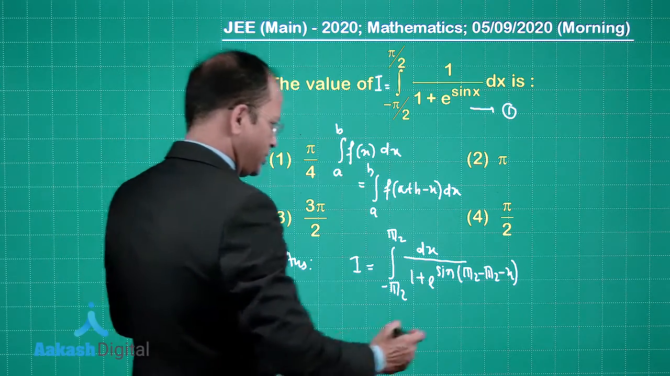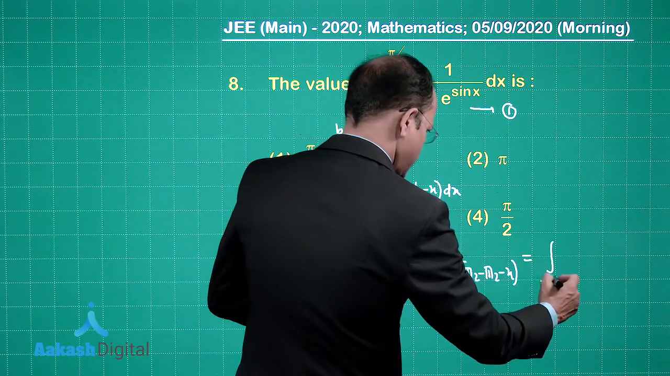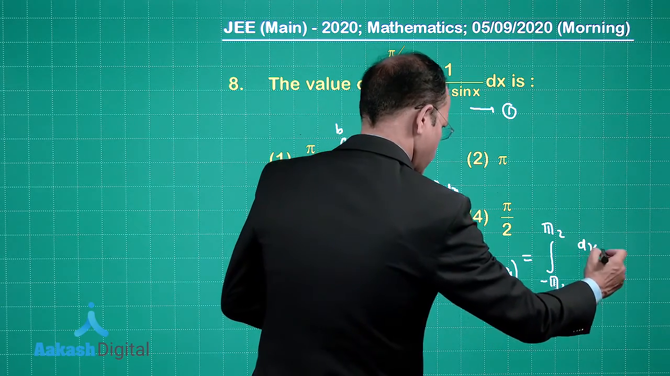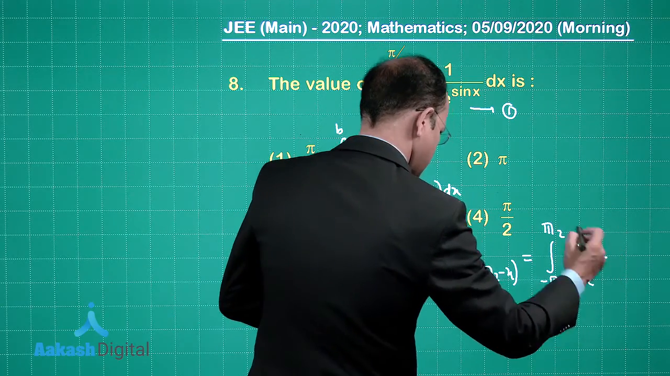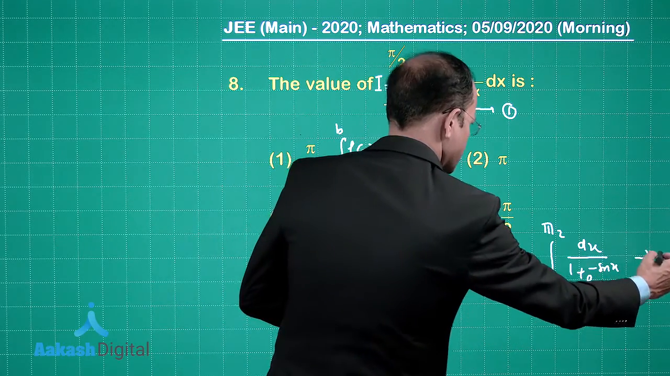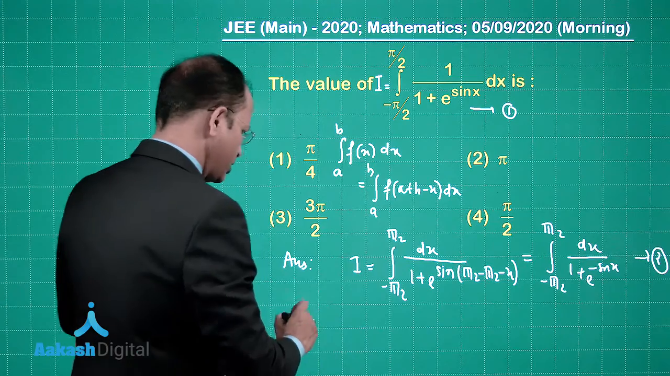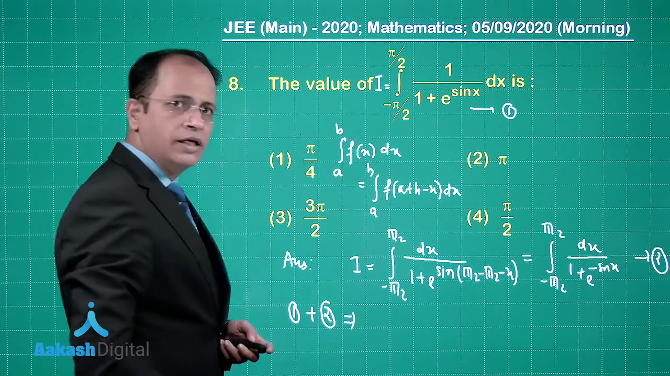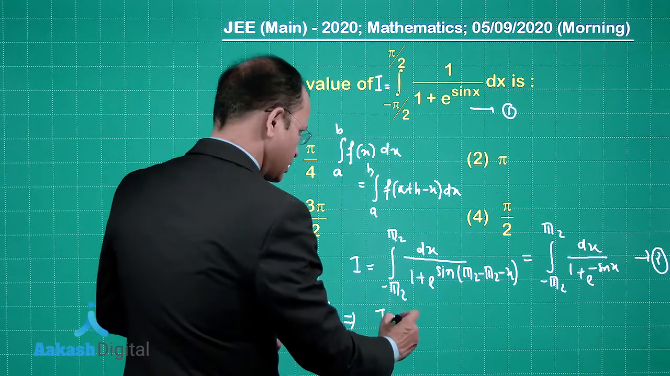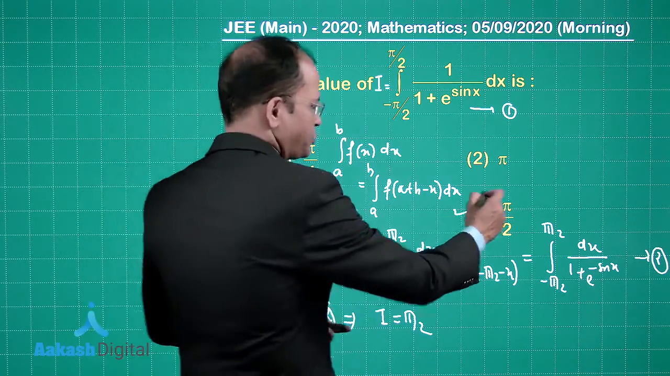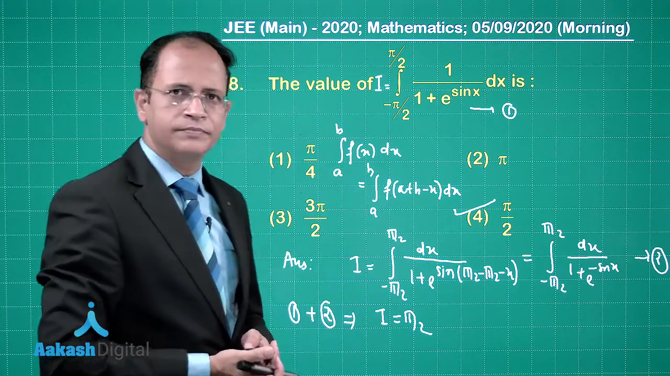Now, when you use this form, this is coming out to be the integral from minus pi by 2 to pi by 2 of dx upon 1 plus e raised to the power minus sin x. So this is equation number 2 we have. So what we can do, we can just add 1 plus 2, this is going to be a very simple calculation, and I is coming out to be pi by 2. So fourth option is the correct one we have.